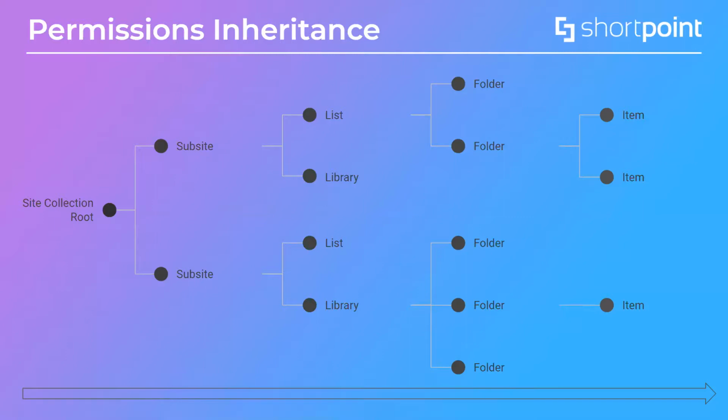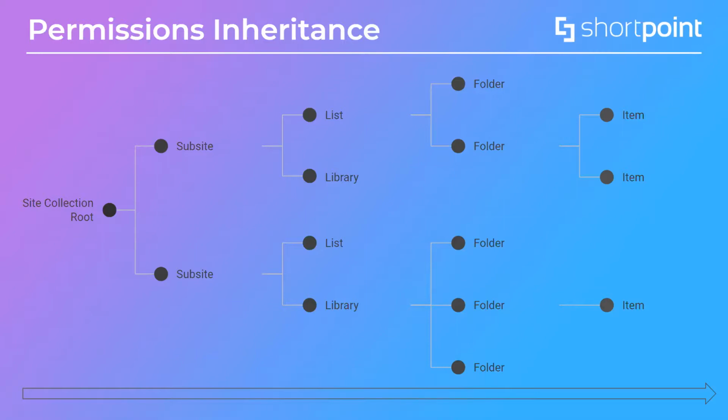You can see that on the top level, we have the site collection root site. On the lower part of this hierarchy, we have subsites. On an even lower part, we have lists and libraries. Lists and libraries function on the same level for every subsite. Next, we have folders in our lists and libraries. And finally, the last and smallest part are individual items. This is the hierarchy for SharePoint site resources that inherit permissions from top level to bottom.